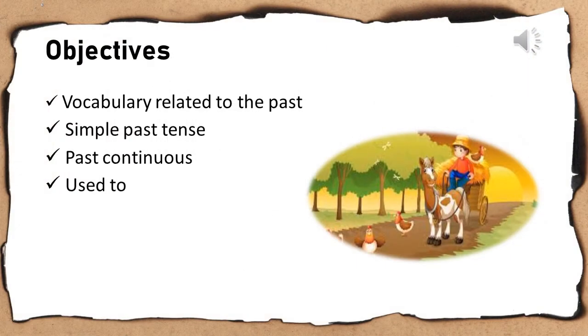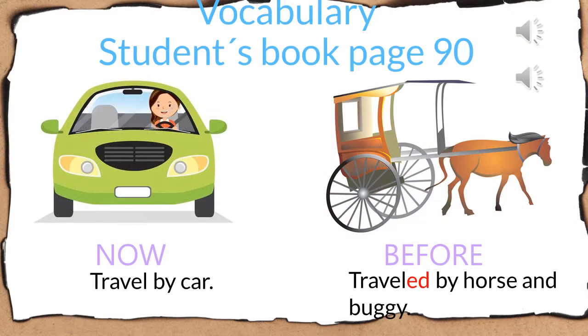Objectives. In this unit, you are going to learn vocabulary related to the past, simple past tense, past continuous, and used to. Let's start with the vocabulary. Please open your student's book, page 90.